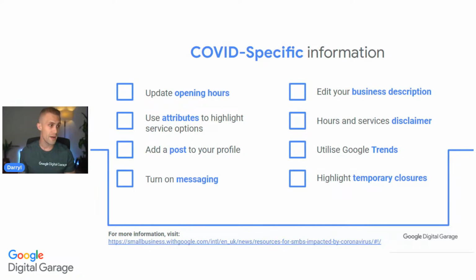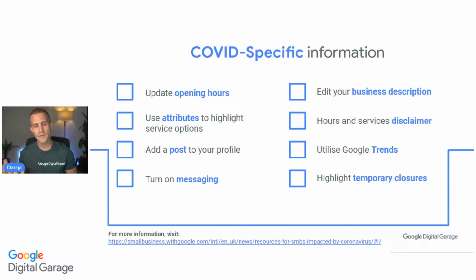What options do you have? Adding a post to your profile, turning on messaging, which will allow you to create that two-way conversation to answer any particular questions that your customers may have. They go, oh, I found this amazing business on Google Maps, but I don't know much about them, so maybe I can message them. Oh, there's a button for me to message them. They can start that conversation, which could lead to a sale.